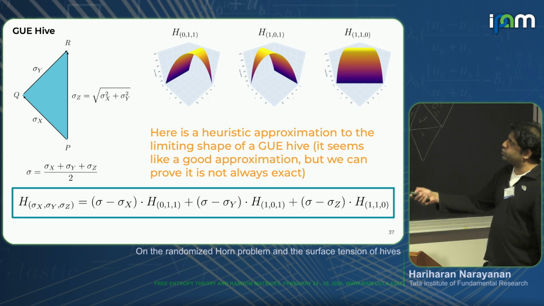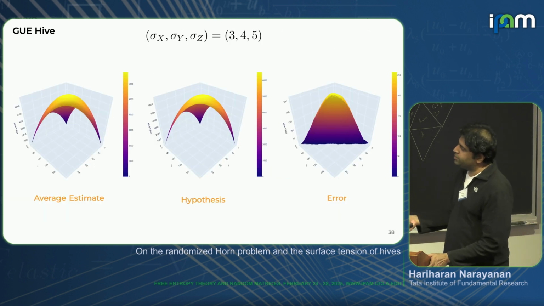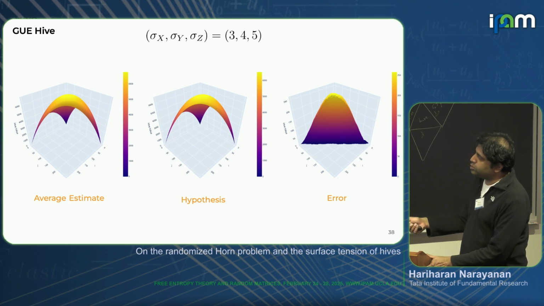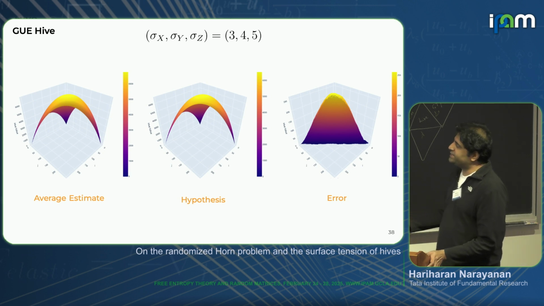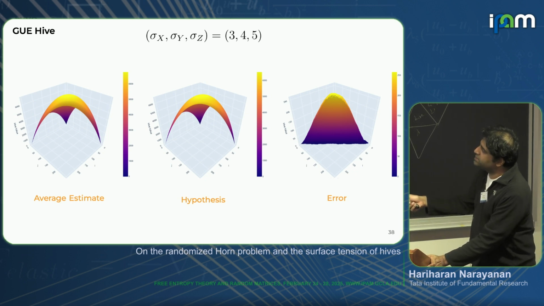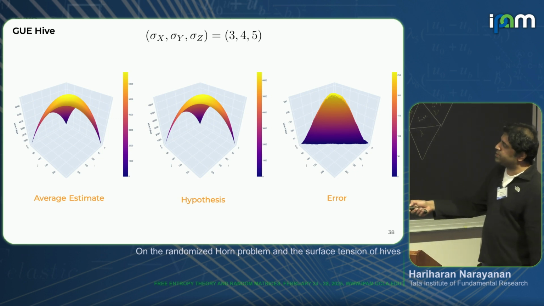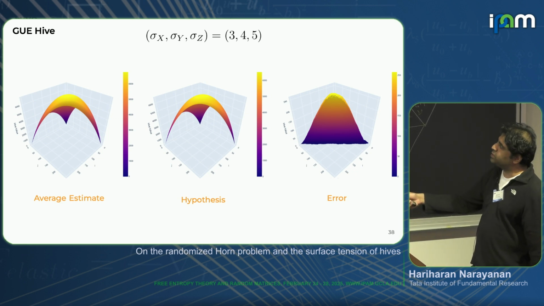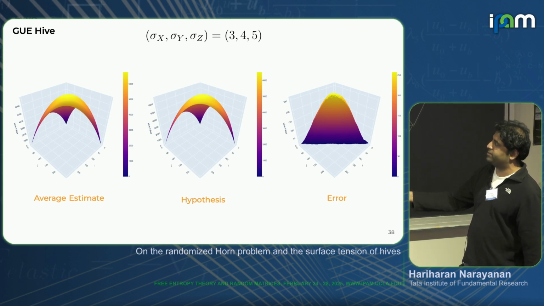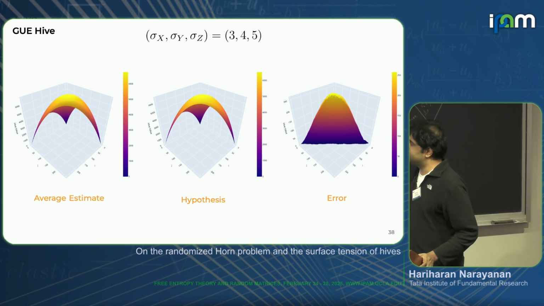Okay, so it's just a convex combination. We're going to take these convex combinations of these shapes. And what we did here was we took the average of lots of sampled GUE hives. So this is the real limit shape, if you will. This is that hypothesis that you get by convex combinations of those things. This is at a scale of roughly 6,000, so these heights are 6,000 or so. And the difference between these two is of the order of 200. So it's less than a 4% difference between this and this when you take sigma x, sigma y, sigma z to be 3, 4, and 5. They seem quite close, but this is just a heuristic. But we're going to use this in some computations later.